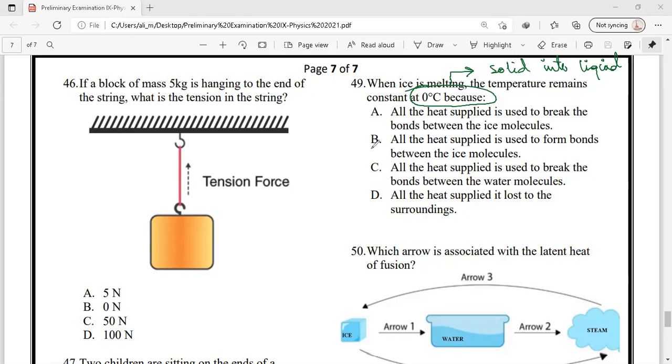Why it is so? Because melting और boiling किसी भी change of state के process के दौरान the amount of heat absorbed by that substance is utilized in breaking the bonds of that substance. So टेम्परेचर राइज करने के बजाय वो अमाउंट ऑफ हीट उस मॉलिक्यूल के, उस सब्सटेंस के मॉलिक्यूल्स को ब्रेक करने में यूटिलाइज होती है. सो all the heat supplied is used to break the bonds between the water molecules. इसी वजह से उस सब्सटेंस का टेम्परेचर राइज नहीं होता. So the correct answer for this question number 49 will be option C.